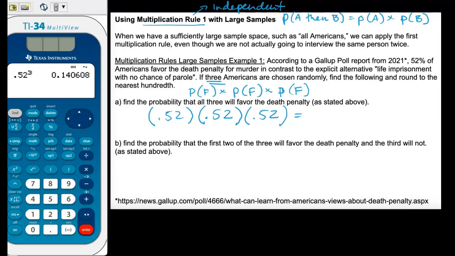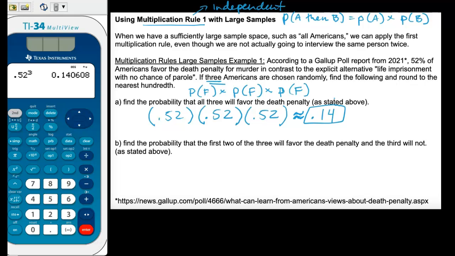Then we write our answer rounded to the nearest hundredth place. 0.1 is the tenths place, and the hundredths place is where the 4 is. So I'm going to leave it as 0.14 and use the approximately sign there as my answer.